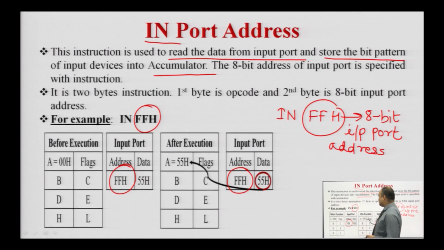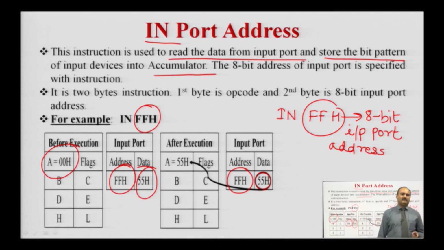Before the execution of this instruction, the content of accumulator A is 0, the port address specified with this instruction is FFH, and the data present at this port address is 55H. Whenever the microprocessor executes this instruction, the content of this input port, which is 55H, is loaded into the accumulator. So, after the execution A equals 55H, previously A was 00.